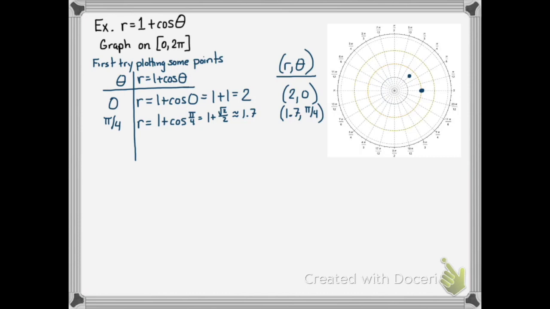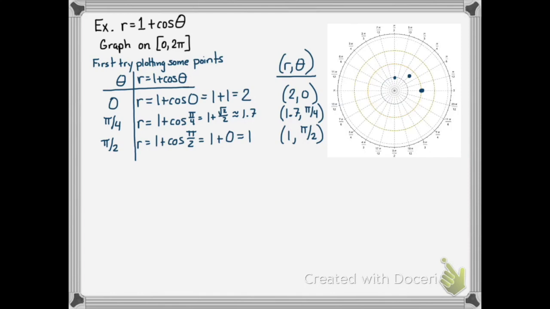Maybe I'll choose a couple more points. I'll look at pi over 2, and you should check and convince yourself that when you plug in pi over 2, you get 1 plus cosine of pi over 2. Cosine of pi over 2 is 0, so 1 plus 0 is 1. And we plot the point 1 comma pi over 2. So I move to an angle of pi over 2, walk out a distance of 1, and plot that point.